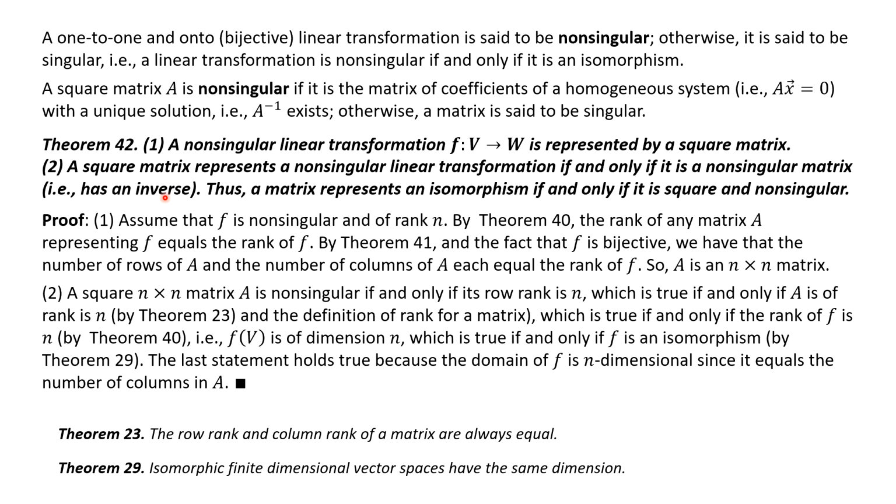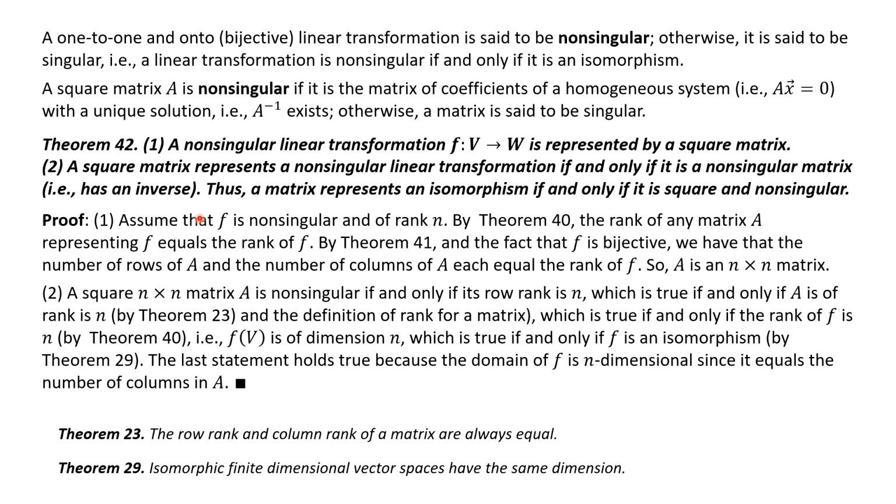Then we have a theorem, 2 parts. First, a non-singular linear transformation F from vector space V to W is represented by a square matrix. And secondly, a square matrix represents a non-singular linear transformation if and only if it is a non-singular matrix. In other words, it has an inverse. Thus, the matrix represents an isomorphism if and only if it is square and non-singular.